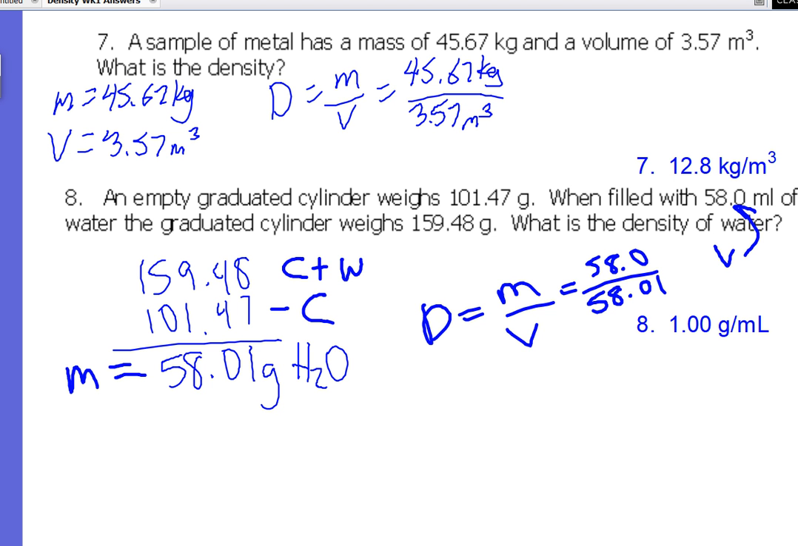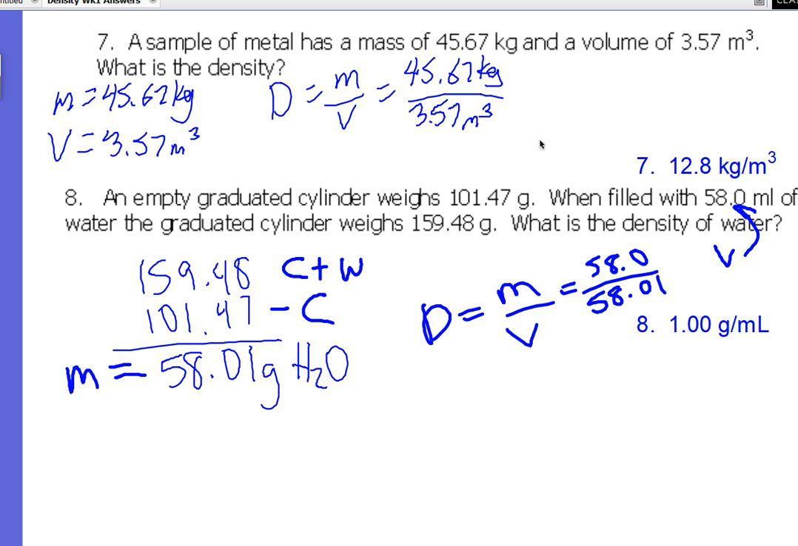Number 7. A sample of metal has a mass of, and has a volume of. What is the density? Okay. These are perfectly good units, even if they're weird. We're not used to kilograms per cubic meter, but that's a thing. So 12.8 kilograms per cubic meter, totally fine. It doesn't ask for the density in any specific units, so we're doing it mass per volume.